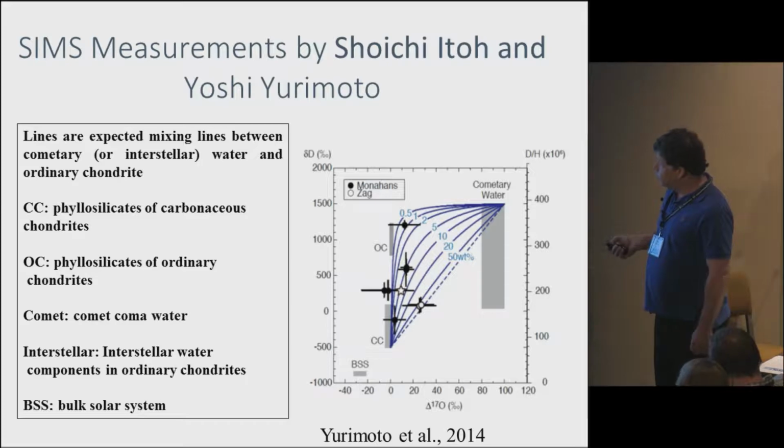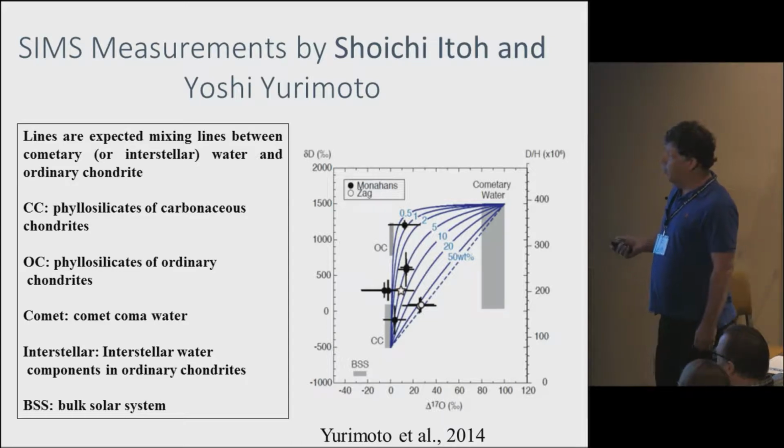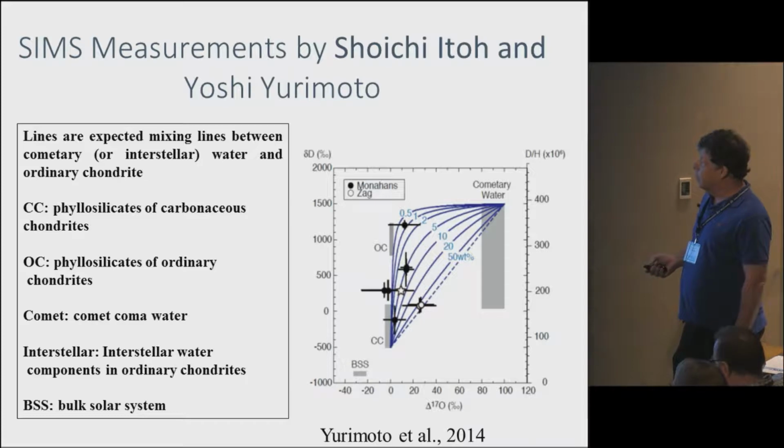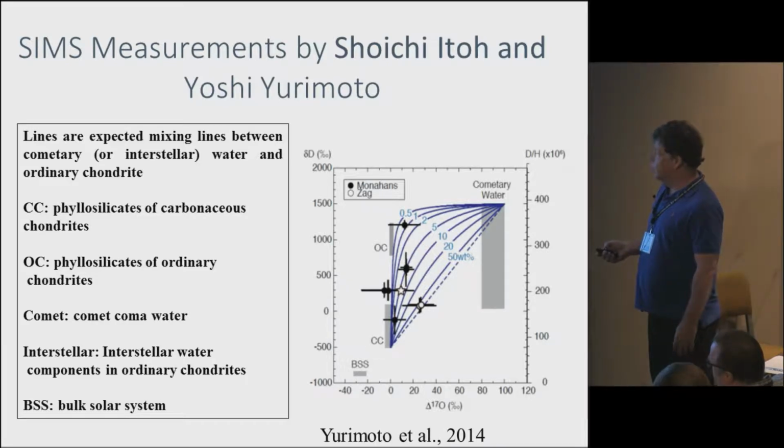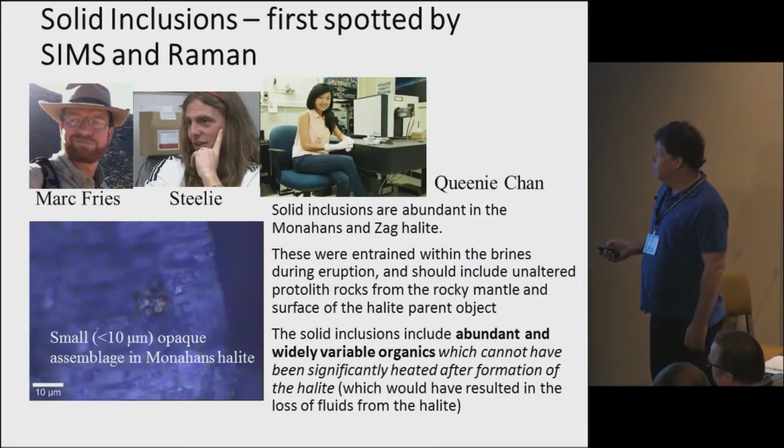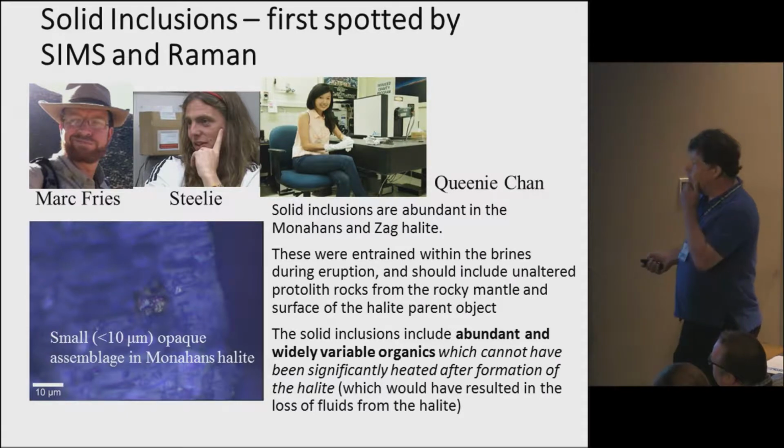And what you see is the analyses of these guys, these are the fluid inclusions from these halites, span the entire range from C chondrites up towards cometary water. So you could view it as being a mixture of mixing lines between cometary and ordinary chondrite water, inner and outer solar system water, or something else. We don't really know. These are really difficult analyses to make, and no one's duplicated this in the last 10 years. They will.